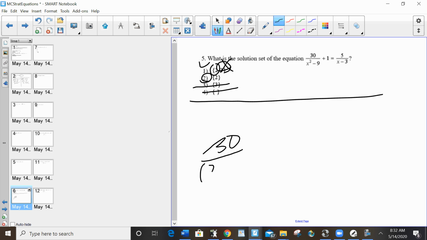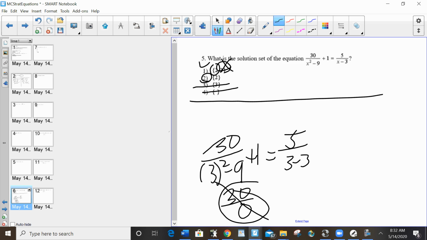30 over 3 squared minus 9 plus 1 equals 5 over 3 minus 3. 3 squared is 9, minus 9 is 0. I can't have a 0 in the denominator, so 3 doesn't work. That's why the answer is choice 2.